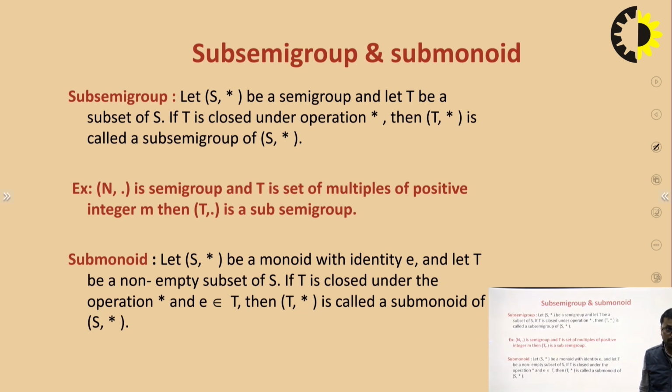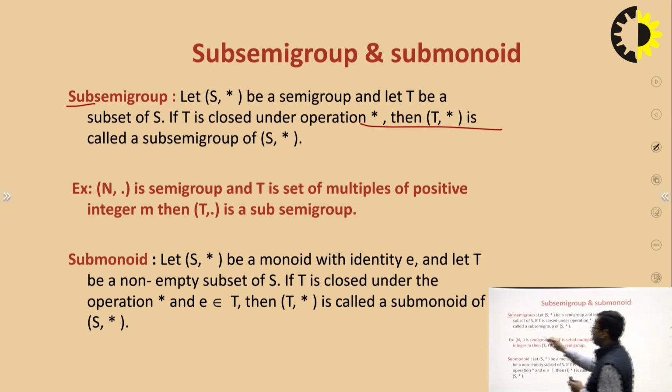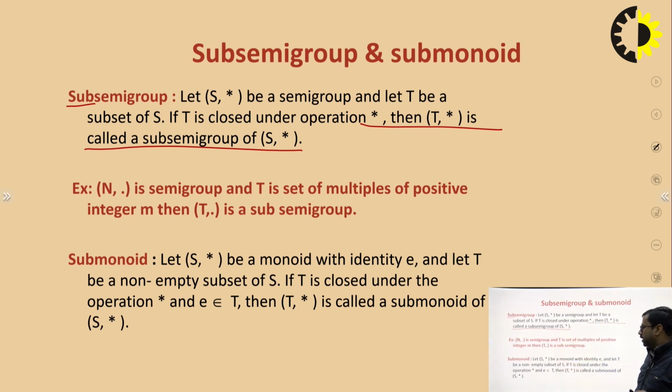What is a sub semigroup and a sub monoid? Here sub represents a subset. That means the semigroup contains values that satisfy the closure property and associative property in an algebraic structure. Let S comma star be a semigroup; in that case, if T is closed under the operation star, then T comma star is called a sub semigroup, that we already discussed. A sub monoid contains values in the same manner.